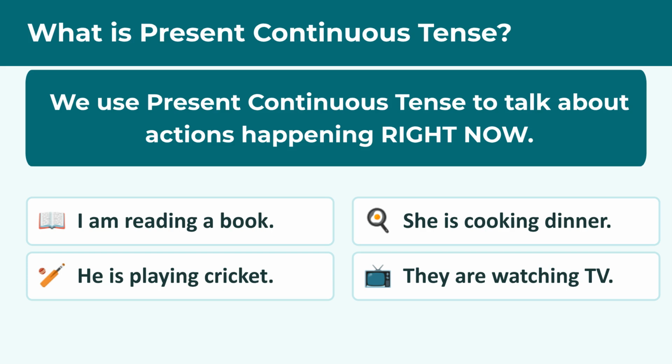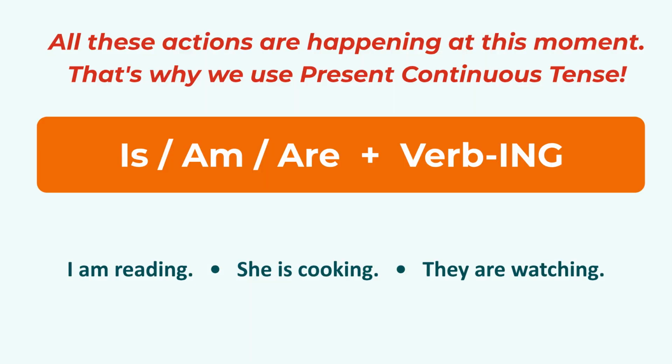What is present continuous tense? We use present continuous tense to talk about actions happening right now. Look at these sentences. I am reading a book. She is cooking dinner. He is playing cricket. They are watching TV. What do you notice? All these actions are happening at this moment. That's why we use present continuous tense.